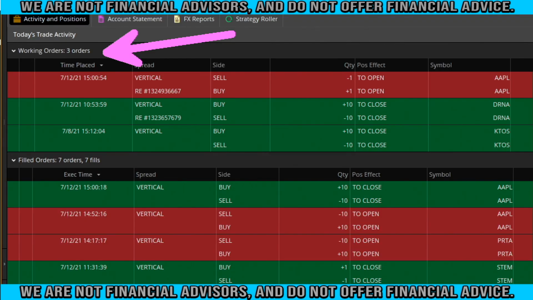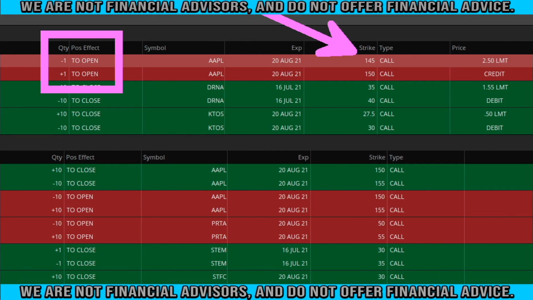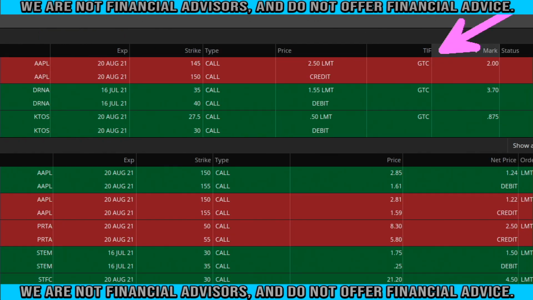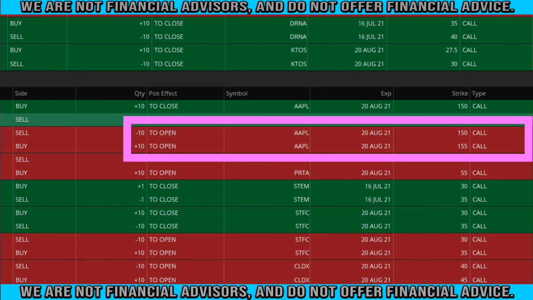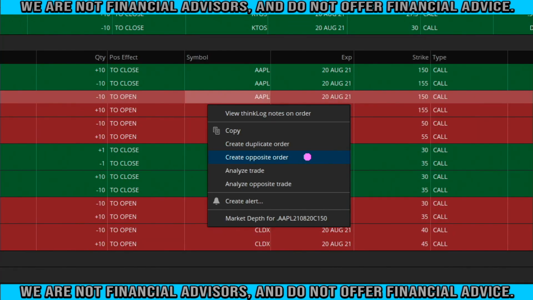Now it will be in your working orders, waiting to open, sell the 145s, buy the 150 for a limit credit spread of $2.50. GTC until it gets filled or you decide to take it off. Once that open position is filled, red, sell to open, Apple, you can click on it and push create opposite order. You don't have to do this right away. You can wait until you get home from work.